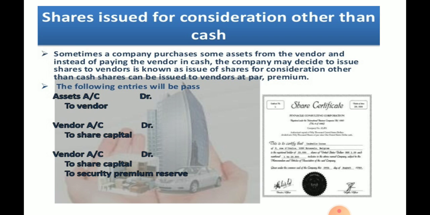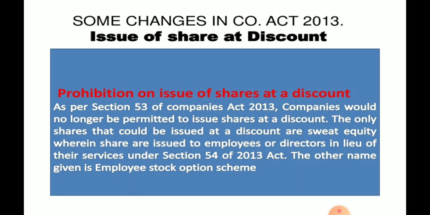The following entry will be passed: Asset account debit to Vendor, as purchase of asset; Vendor debit to Share Capital, or Securities Premium Reserve if it is issued at a premium. Right? Okay. Now, some changes in the Companies Act 2013. Share issue at discount is not in your syllabus and is also restricted by the Companies Act. A company would no longer be permitted to issue shares at discount.